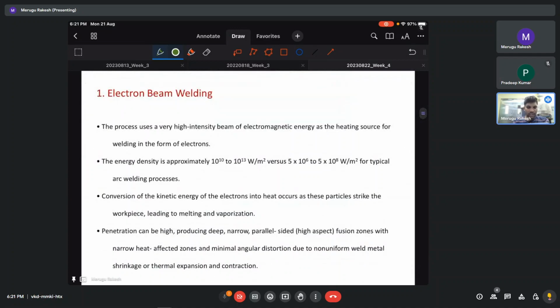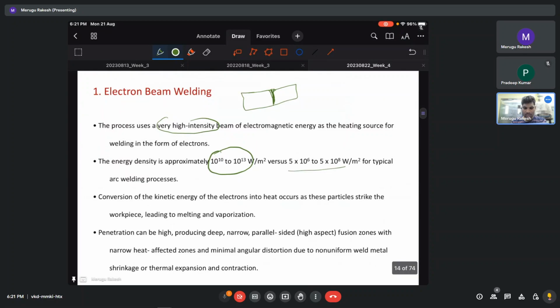This is a very high intensity beam. If you actually see a weld joint made by electron beam, you can appreciate this welding technique. We have very high penetration but with very little distortion, and a very nicely established joint. Typically this is the heat input rate when compared with the others, approximately twice that of the other welding processes.